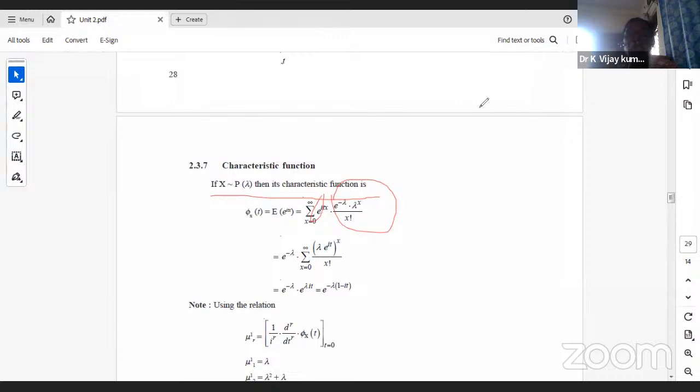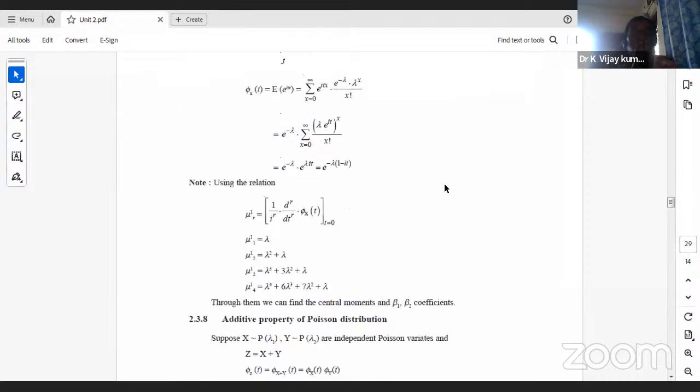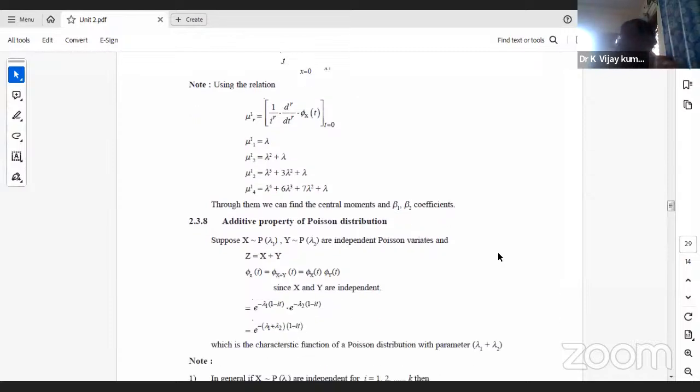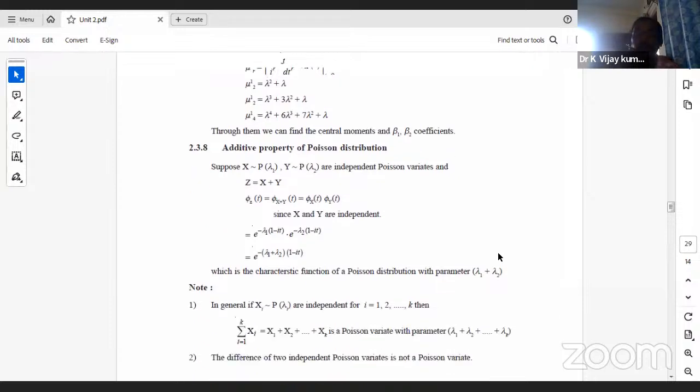Using the relationship with the characteristic function, mu r dash is equal to 1 by i power r times d power r by dt power r of phi of X(t) at t equal to 0. So mu 1 dash is equal to lambda, mu 2 dash is equal to lambda square plus lambda, mu 3 dash is equal to lambda cube plus 3 lambda square plus lambda, and mu 4 dash is equal to lambda power 4 plus 6 lambda cube plus 7 lambda square plus lambda. Already we found these values. Through them we can find the central moments and the beta 1, beta 2 coefficients also.